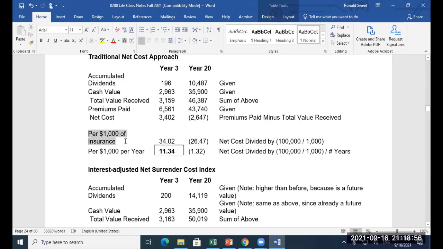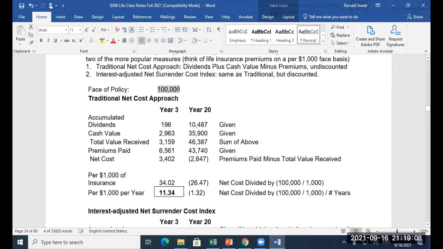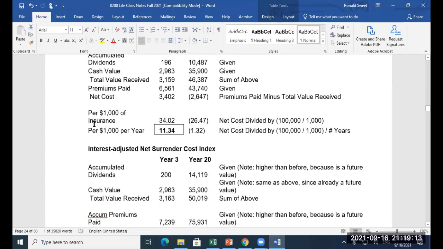So we like to price life insurance on a $1,000 basis so that you can compare a $500,000 policy to a $200,000 policy. So this is a $100,000 policy. How many thousands are there in 100,000? 100, right? So you take $100,000 divided by $1,000, there's 100. So 3,400 divided by 100 means that this policy costs you $34 on a net basis, $34.02 per 1,000.